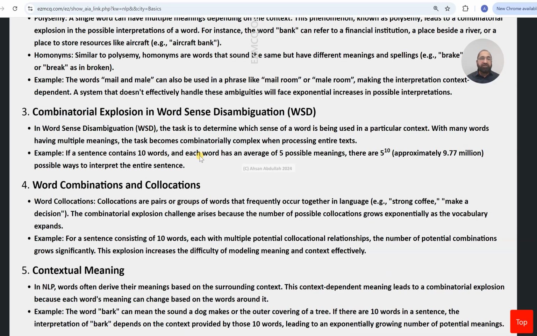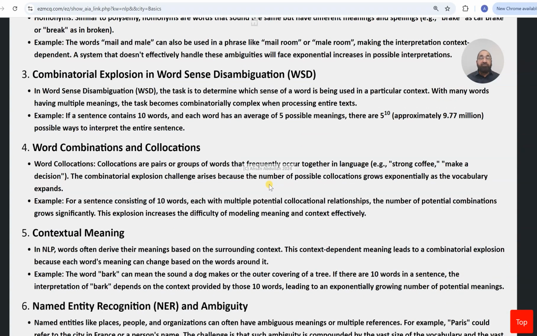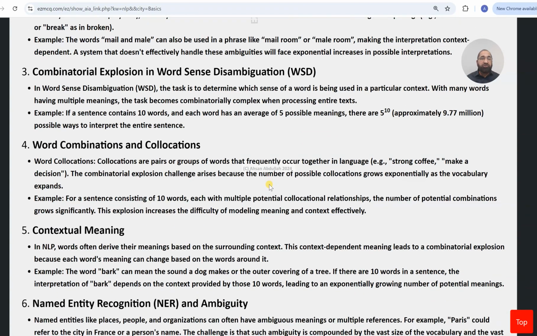So if we have a sentence with 10 words and an average of 5 possible meanings, we have 5 to the power 10, approximately 9.77 million different meanings. Now the problem and the solution are as complex because we as humans don't work with the permutations. We listen to a sentence, we read a sentence, and we know what the correct meaning should be and what we should not be considering, but we don't know how it works. So that's why we cannot code it.